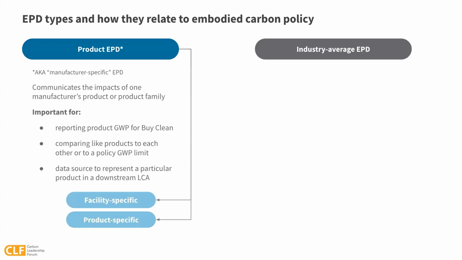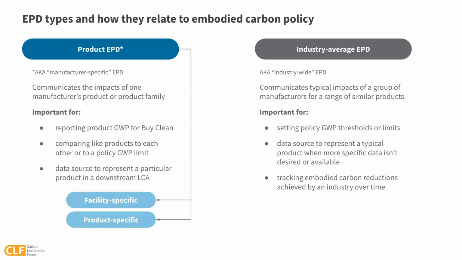Product EPDs are sometimes further classified as facility-specific or product-specific, or by how much supply chain-specific data they use. These are also not officially defined terms at this time, and different people may use the terminology differently. So it's important to seek clarity on what people mean when they use these terms. And if you're using these terms, it's important to clearly communicate what you mean.